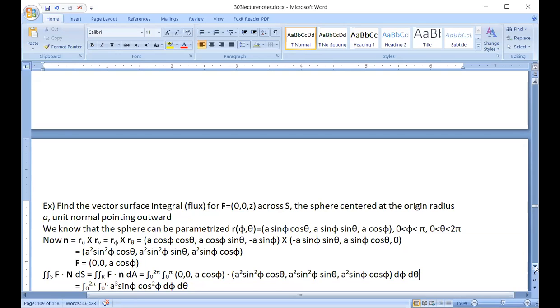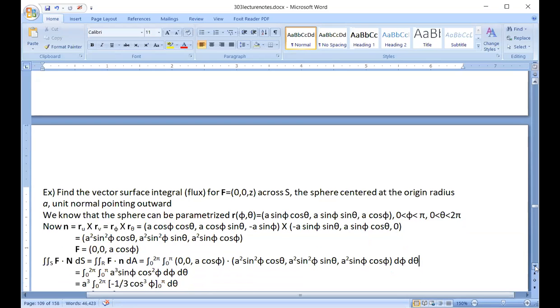So we do have a cos squared phi, so you have to do a substitution. So we'll take u to be cos phi, and then du will be negative sine phi d phi. And then after making that substitution, doing the integral, you get negative 1/3 cos cubed phi evaluated from 0 to pi.